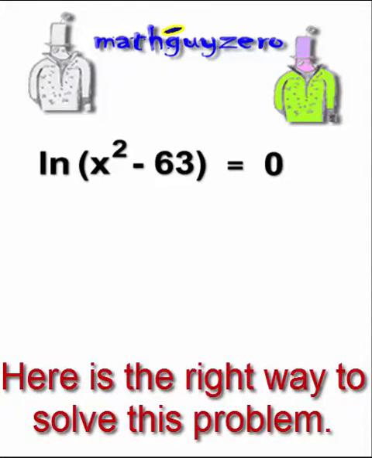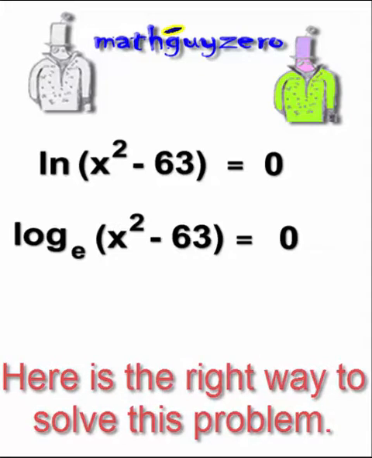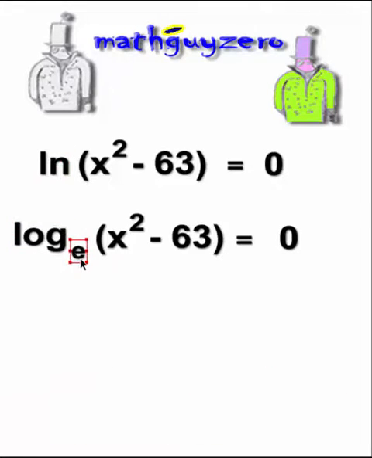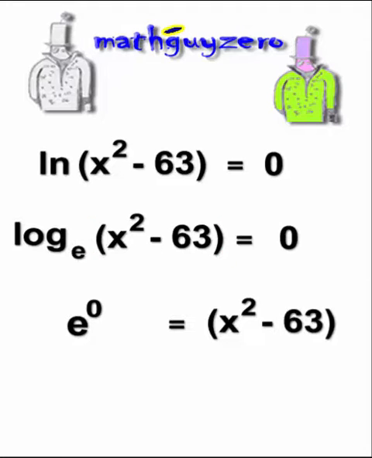So starting back from the beginning, the original problem, let's rewrite that into the regular exponential format and see what it looks like. Okay, so the log base e of this equals that. And that's the same as saying e raised to the 0 equals this base number here, or this big number, x squared minus 63. And we know what e to the 0 is. It's simply 1.